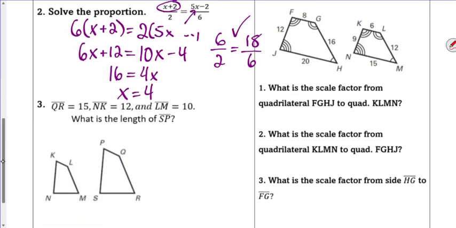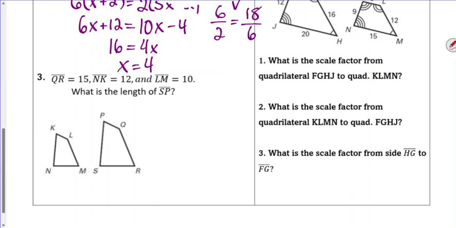So we're going to need to set up these proportions sometimes to solve for a missing length. QR is 15. NK is 12. And LM is 10. What's the length of SP? I'm going to call that x there.